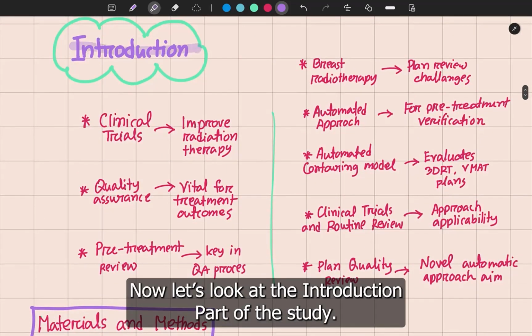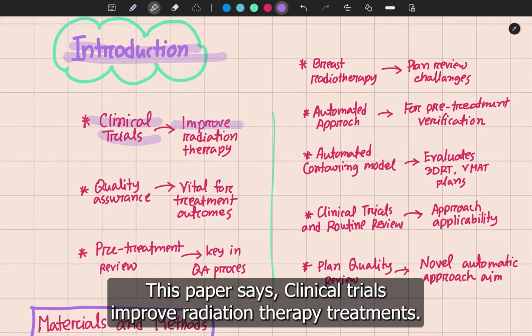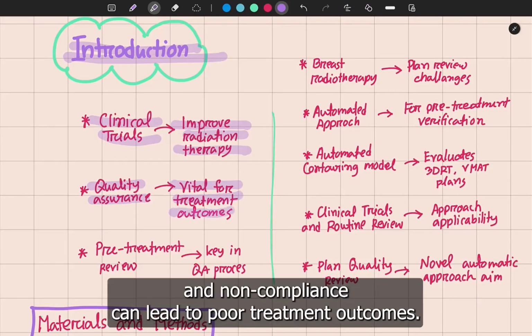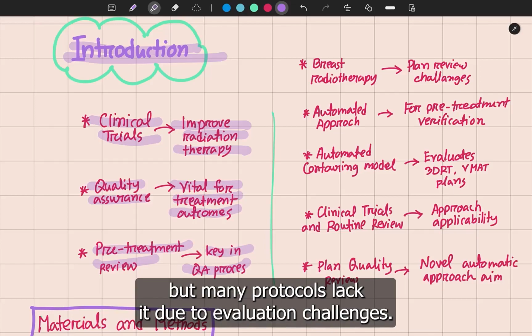Now let's look at the introduction part of the study. This paper says clinical trials improve radiation therapy treatment. Quality assurance protocol is vital, and non-compliance can lead to poor treatment outcomes. Pre-treatment review of radiotherapy plans is key in QA, but many protocols lack it due to evaluation challenges.